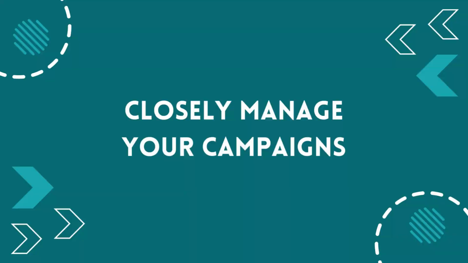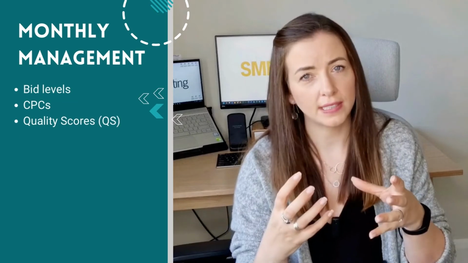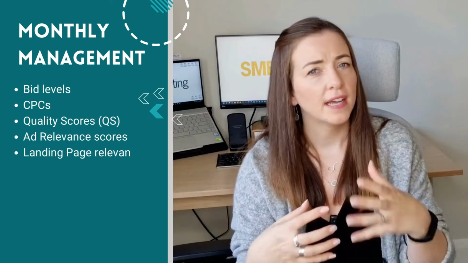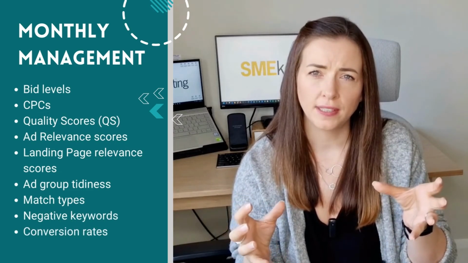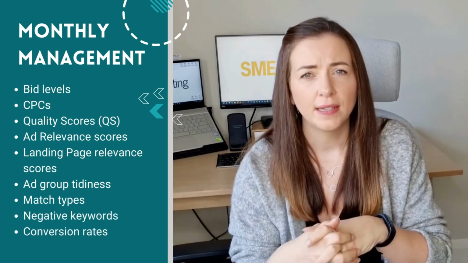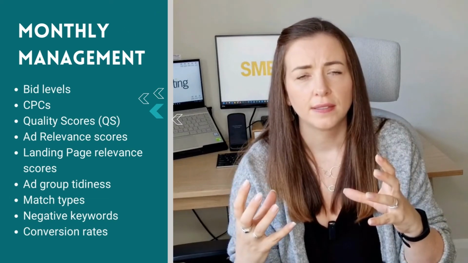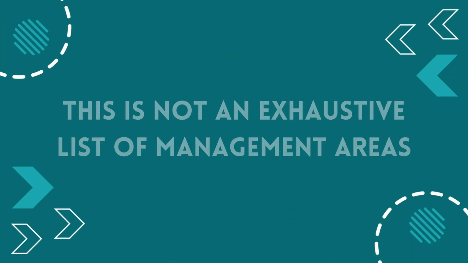And my final tip is to closely manage your campaigns. It's vital that throughout the month you're monitoring your campaigns, testing and experimenting, making adjustments, and ensuring that your budget is being spent wisely. Over the course of the month, these are the kind of things that I might be looking at. Your bid levels, your cost per clicks, quality scores, your ad relevance scores and your landing page relevance scores, how tidy your ad groups are, what match types you're using, maintaining and managing your negative keywords, and looking at your conversion rates. This is by far not an exhaustive list.